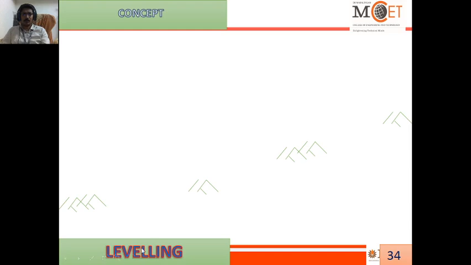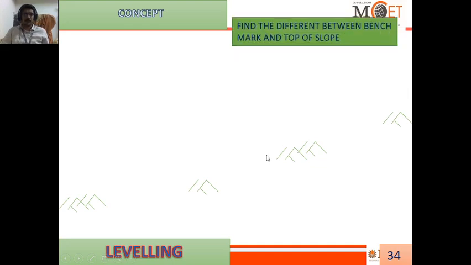Are you able to see the markings? Consider this a small terrain, with a bottom and a top. There is a sloping terrain, right? We need to find the difference between the benchmark and the top of the slope. Consider here is a benchmark and this is the top of the slope. We need to find the difference between these two, right? How to determine it?